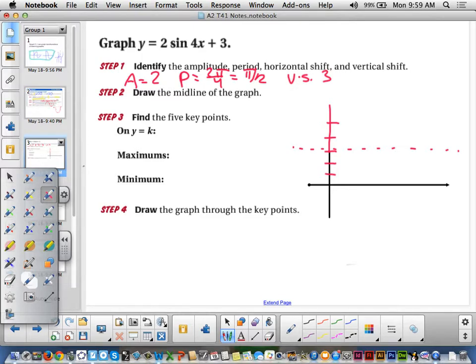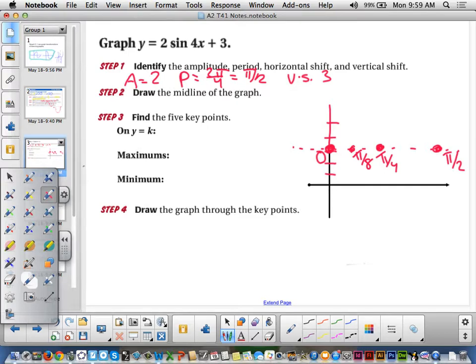And then find our key points. We'll plot them on y equals k. First key point is right here because there is no horizontal shift. Our last key point is 1 full period away. So this key point here is 0. This key point is pi over 2. Halfway between will be one of the key points, so that's pi over 4. Halfway between 0 and pi over 4 will be another one, that's pi over 8. And then halfway between pi over 2 and pi over 4 will be the 5th key point. Basically, each of the key points will be pi over 8 away from each other.